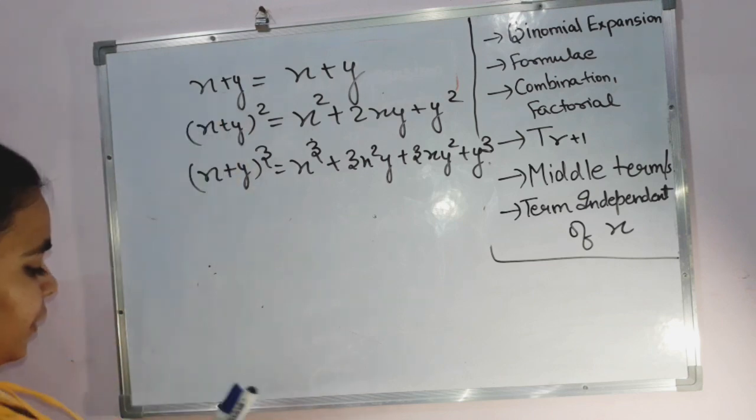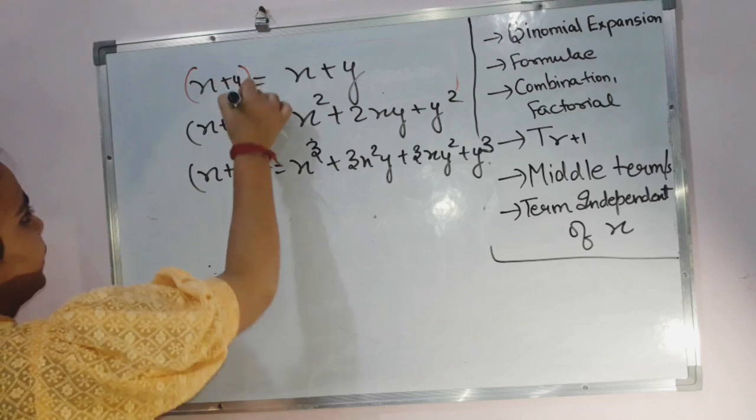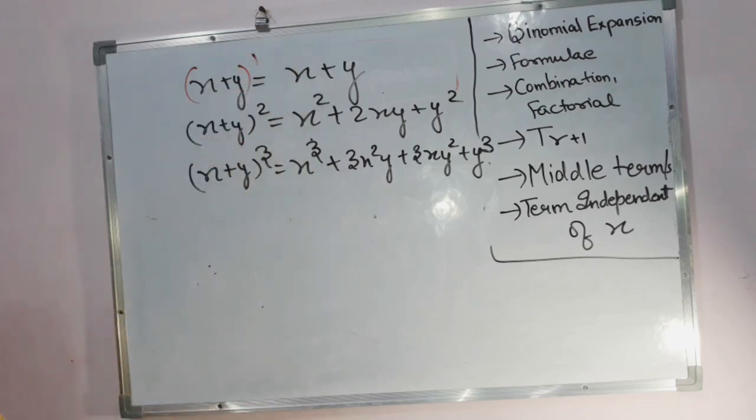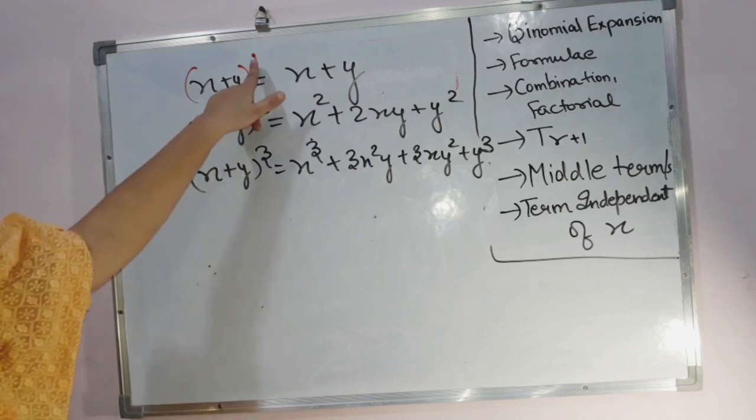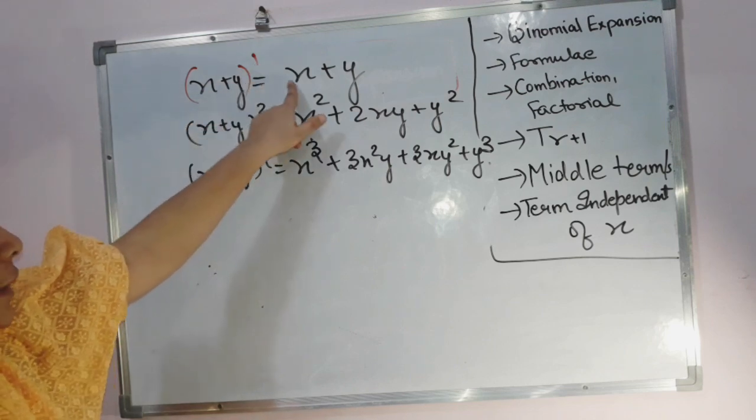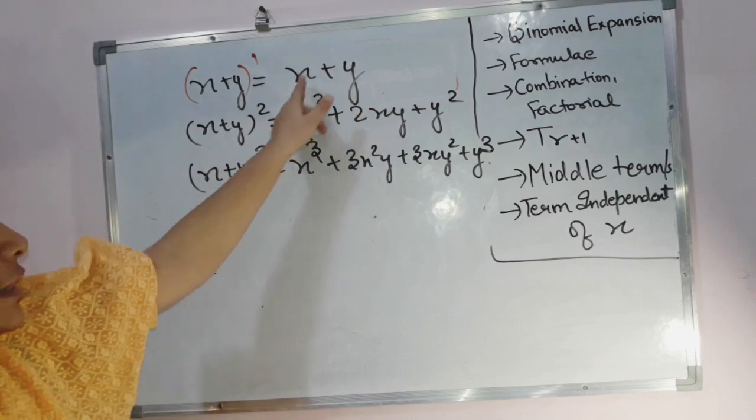Here, if nothing is written, it means I have a power 1. See, when the power to which this binomial was raised was 1, I was getting two terms. These are two terms.